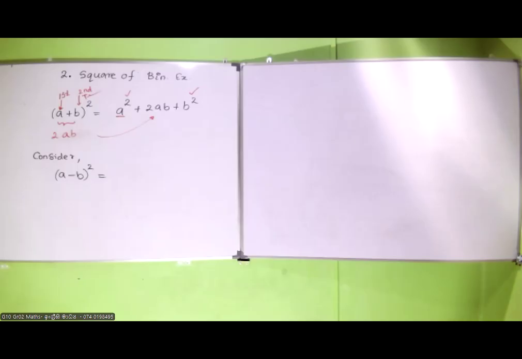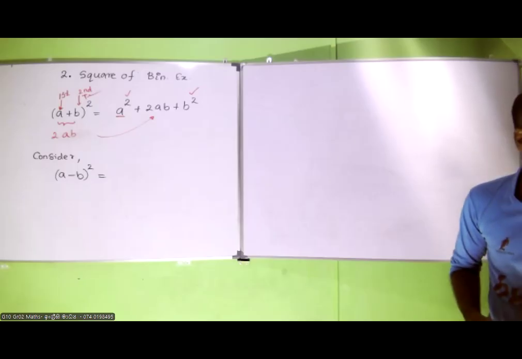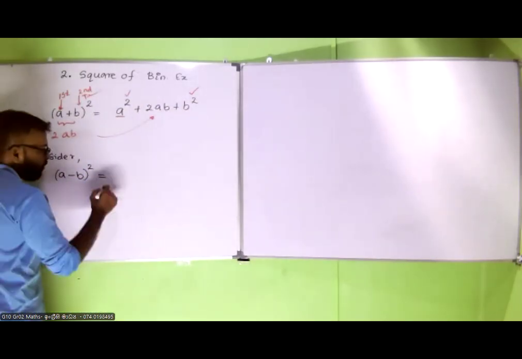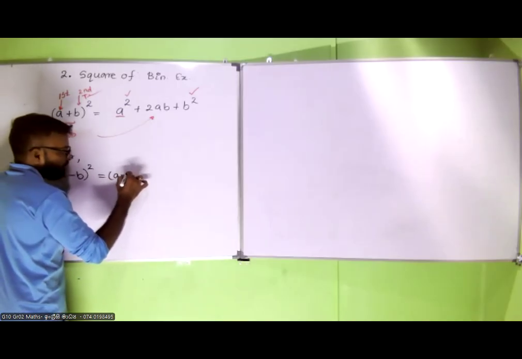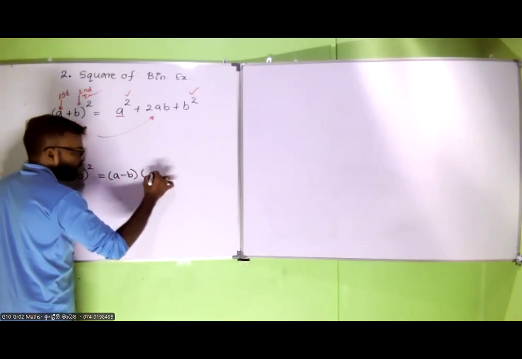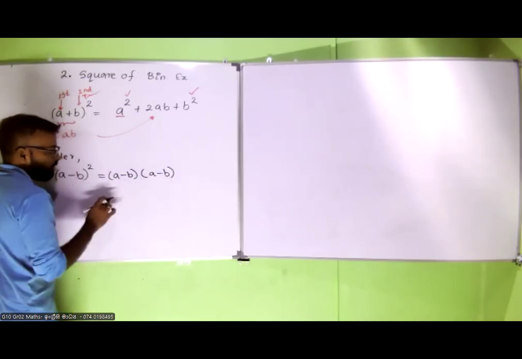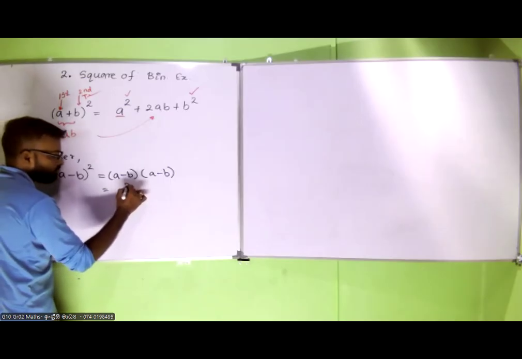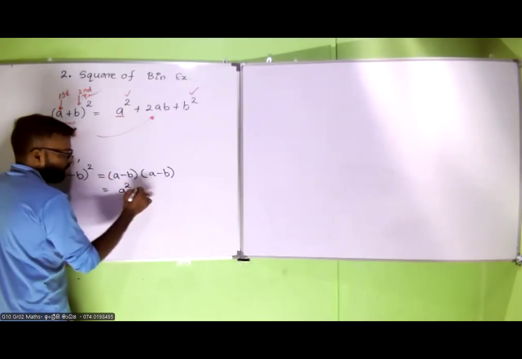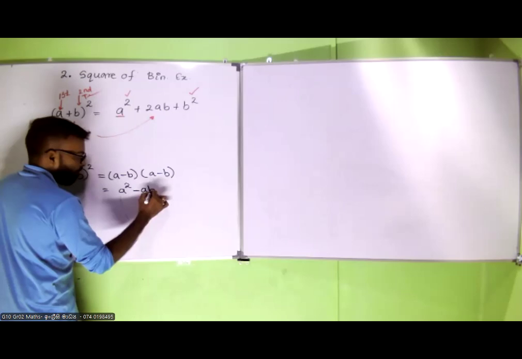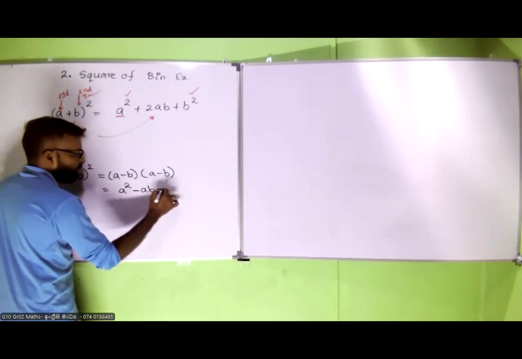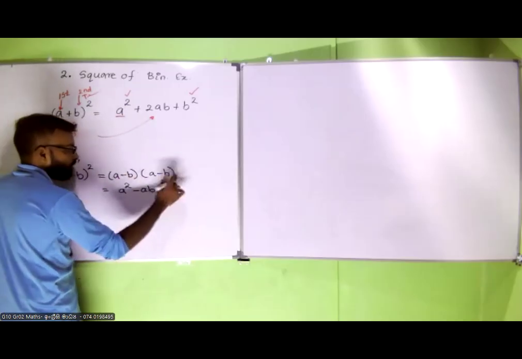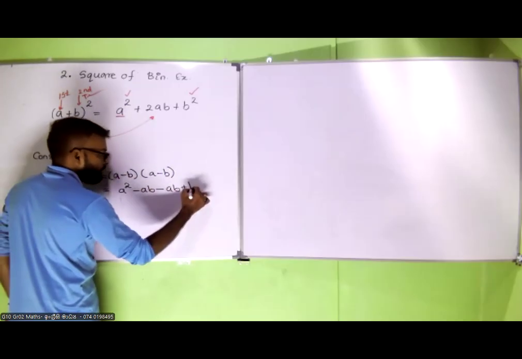I think time is enough. So I will do it. You know how to get the expansion of this: a minus b into a minus b. Positive into positive, positive: a into a, a squared. Positive into negative, negative: a into b, ab. Negative into positive, negative: b into a, ba, that means ab again. Negative into negative, positive: b into b, b squared.